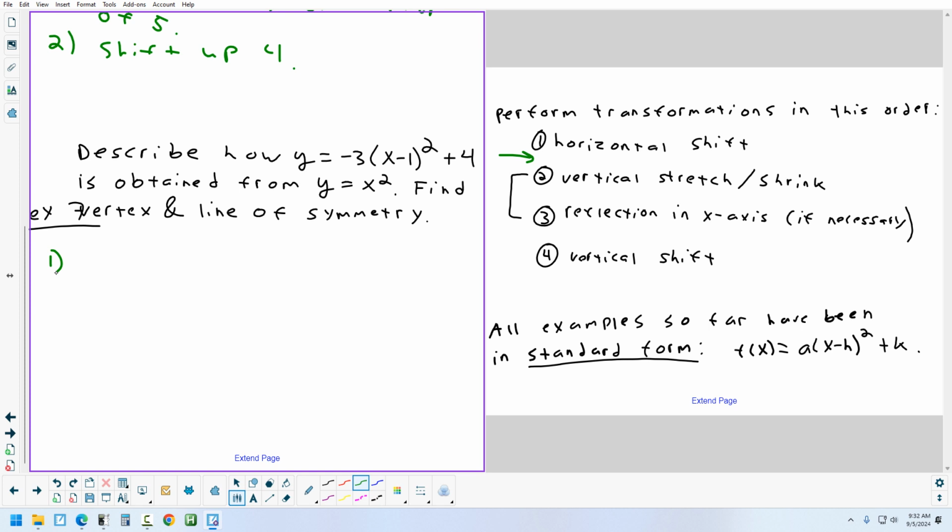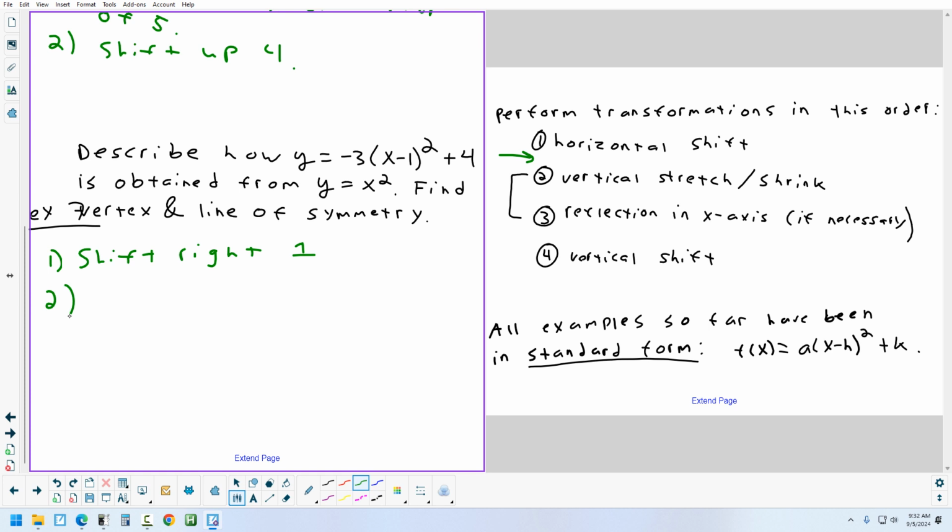Okay, let's start with the first one. Since we have all of them, you know there's a horizontal shift. Jack, can you describe the horizontal shift for me? The horizontal shift is 1 unit to the right. We're going to shift 1 unit to the right. Yep. Okay, that takes care of the -1.